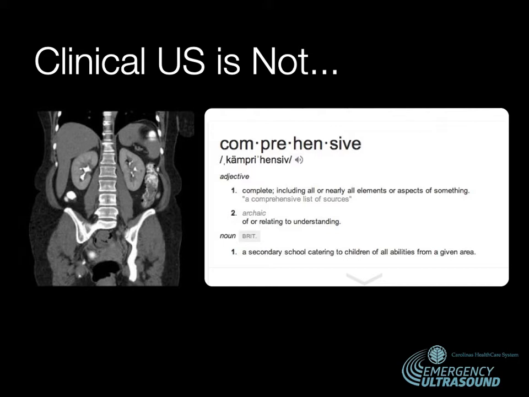Comprehensive ultrasound by radiology is a complete and thorough assessment of a particular region. For example, a comprehensive right upper quadrant ultrasound will look at the kidney, the liver, the vasculature, the gallbladder, and the pancreas. Whereas if we are performing a clinical or point of care ultrasound on the gallbladder, we might be looking for gallstones, gallbladder wall thickening, and size of the common bile duct.